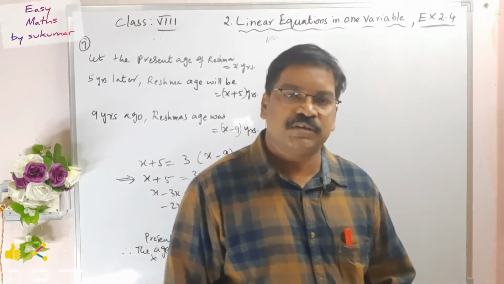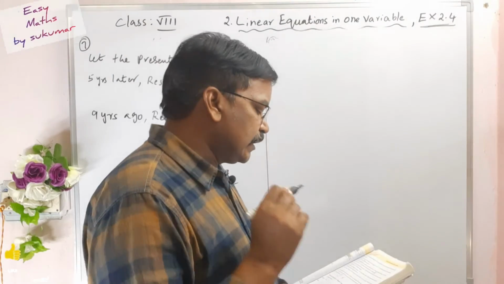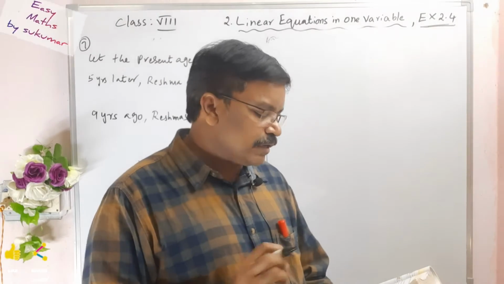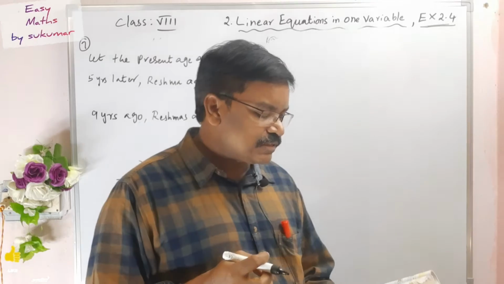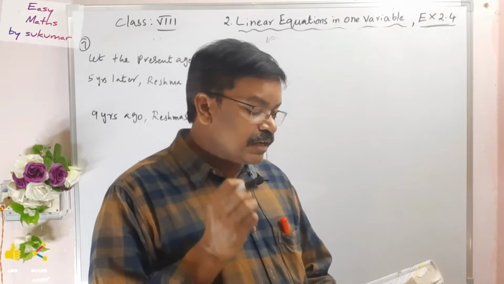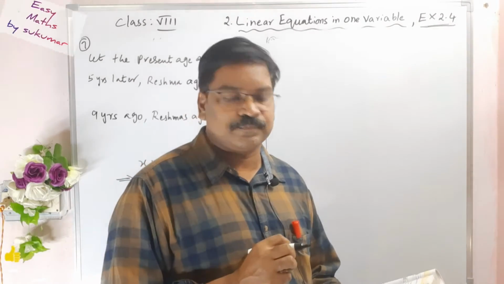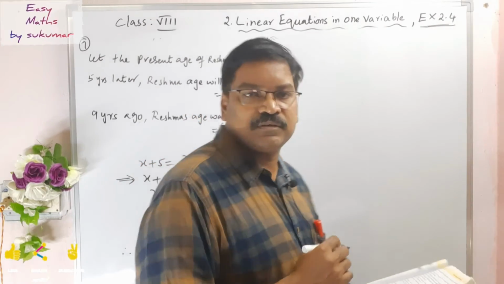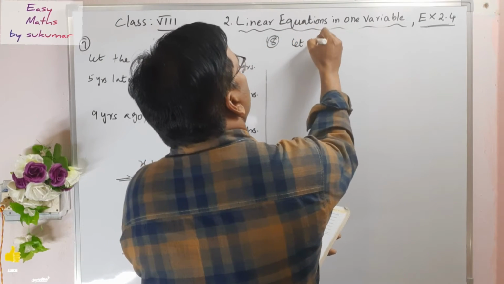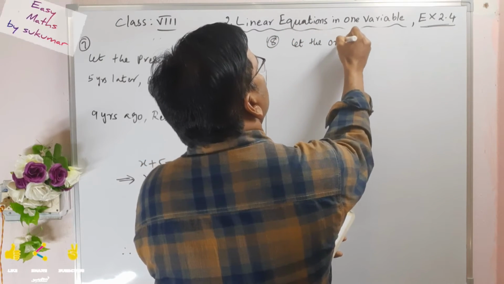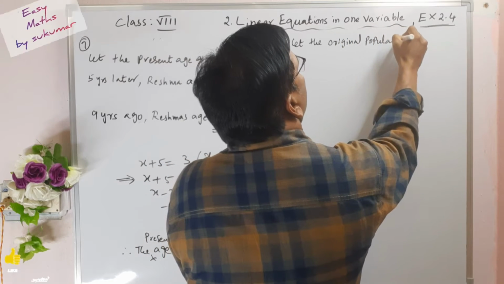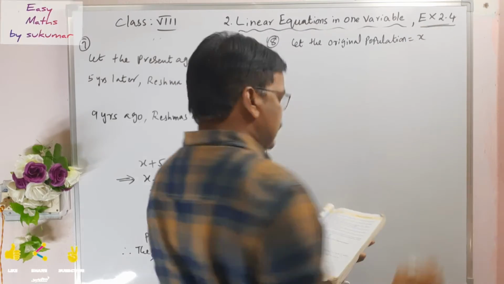In this 8th question, in exercise 2.4, a town's population increased by 1200 people, and then this new population decreased 11%. The town now had 32 less people than it did before the 1200 increase. Find the original population. Okay. See here, the unknown value is the original population. Let the original population be equal to x.